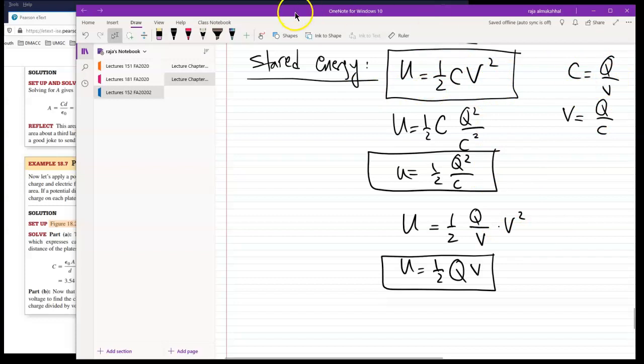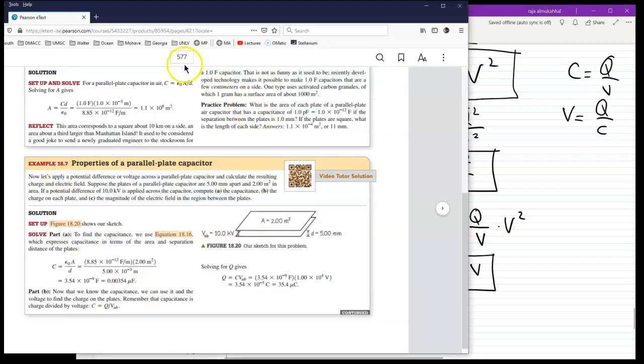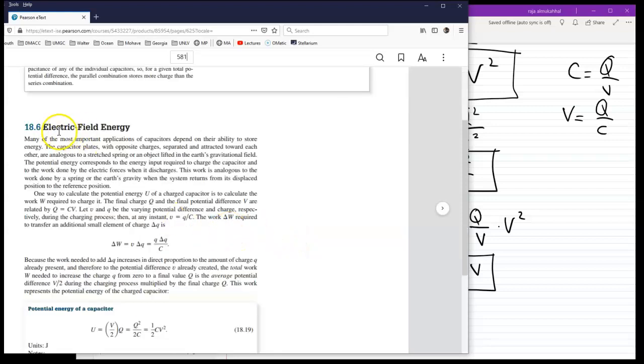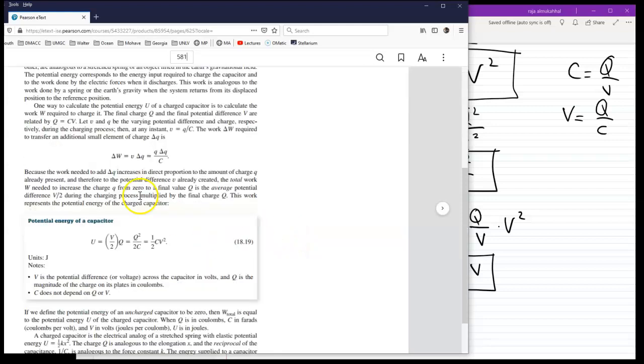And just to show you, page 81. The formulas are right there. There is electric field energy, and there they are. Potential energy of a capacitor. I like to call it stored energy, and it's 1/2 CV squared. Okay.